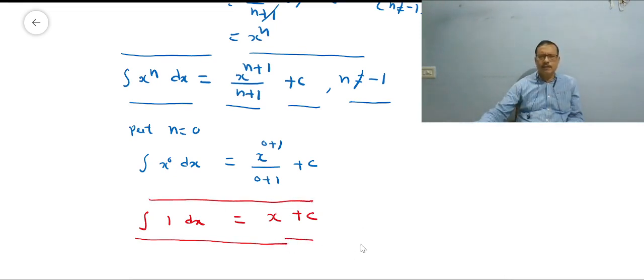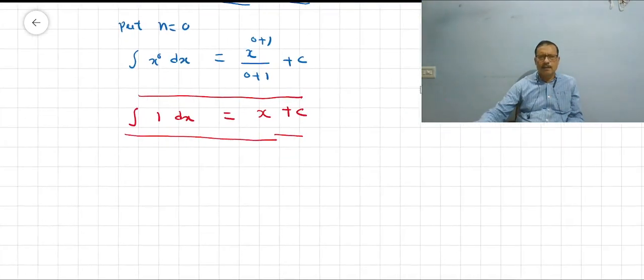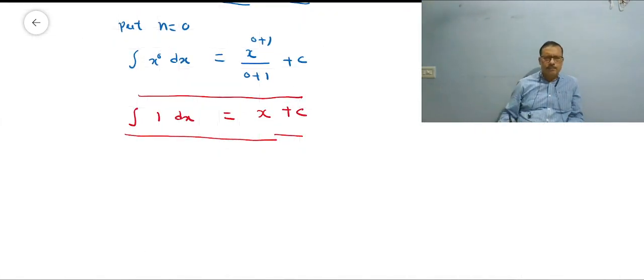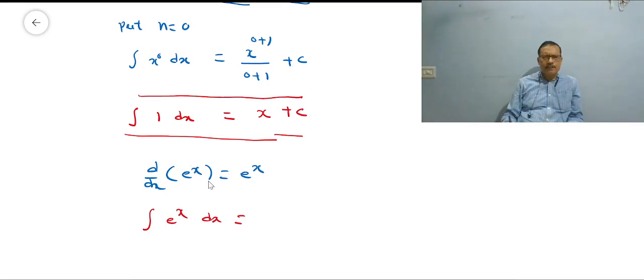So next one. d by dx of e power x is equal to e power x. So integrating e power x, what will we get? We get back this function, that is e to the power of x plus constant. So the formula of the integral of e power x dx is equal to e power x plus c.